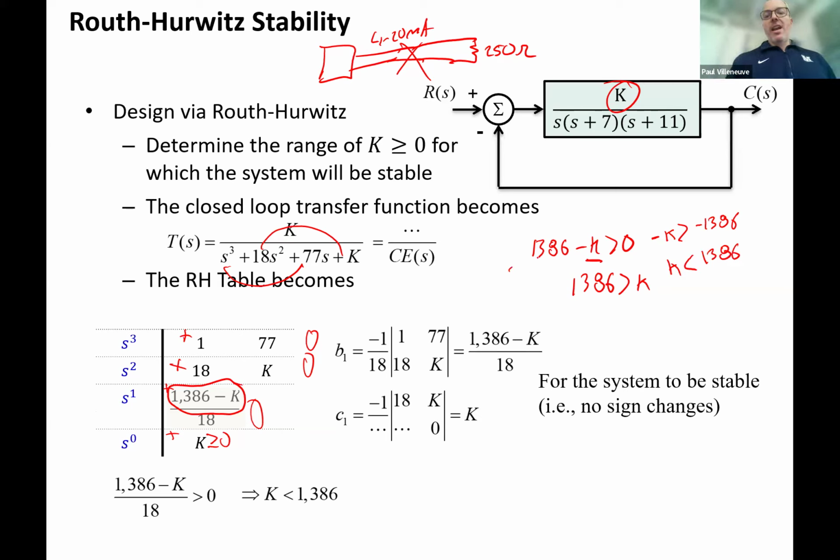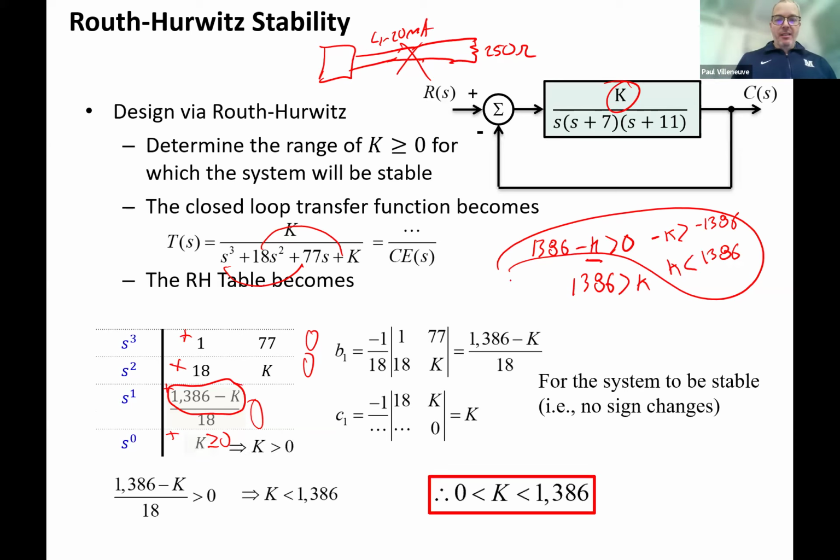This is just the way that I do it. I never move my K, because you can make mistakes with your inequality. So K has to be between 0 and 1386. Yes, sir.